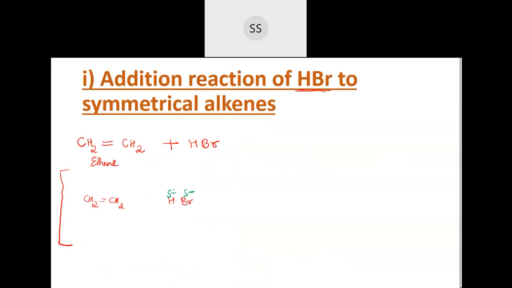Now, ethene is non-polar in nature, while this is a polar molecule because between H and Br there is a charge separation. Two polarities are generated. If I bring this molecule towards ethene, there will be a charge separation happening in between them also, because this is our pi bond.